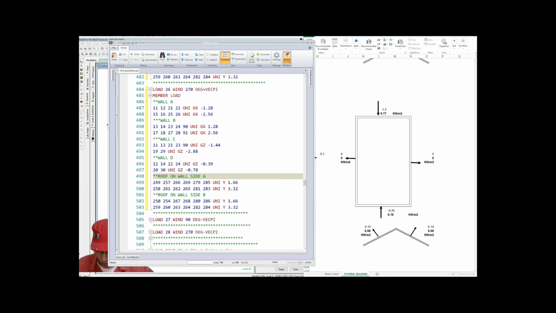Now let us come to load 27, wind 90 degree with negative CPI. For this, see, the code actually defines leeward side, windward side and leeward side. So one has a greater uplift, the other has a lesser uplift. So we should actually consider the lesser one, because at times it could create pressure and add to dead and live load. So during negative pressure we should consider the lesser value of uplift or the pressure that is being created.